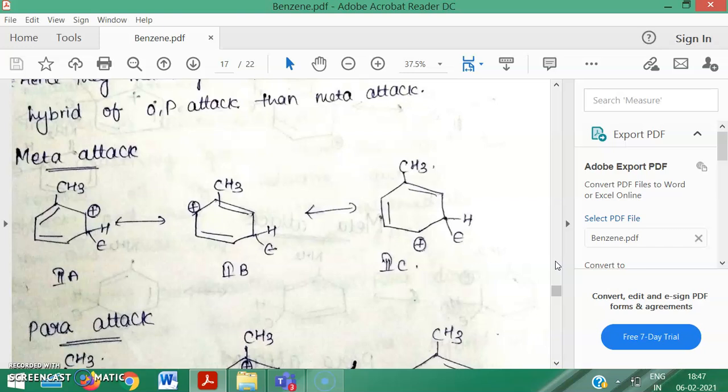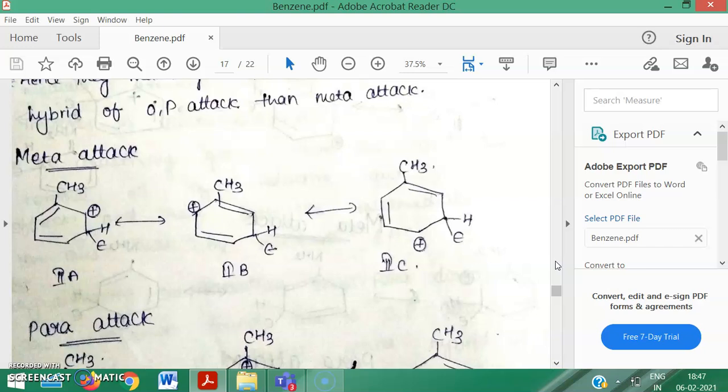Okay, so it undergoes electrophilic substitution because it is rich in electrons, so it can readily accept an electrophile, which is deficient in electrons, and it always undergoes substitution, not addition. Why? Because if addition takes place, bond breakage takes place and it becomes destabilized. In substitution, no bond breaks, and the stable benzene structure with delocalized pi electrons is retained. So it undergoes electrophilic aromatic substitution reactions: nitration, sulfonation, halogenation, Friedel-Crafts alkylation, and Friedel-Crafts acylation.